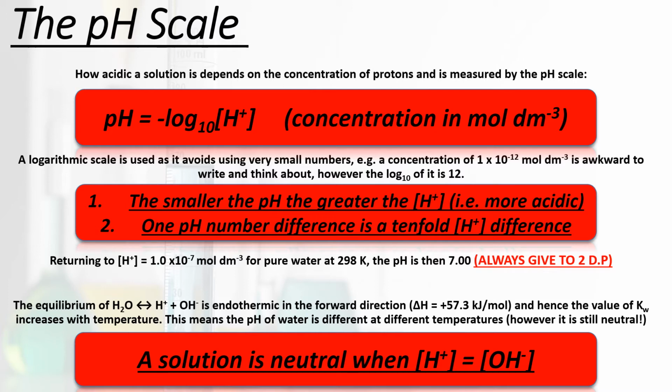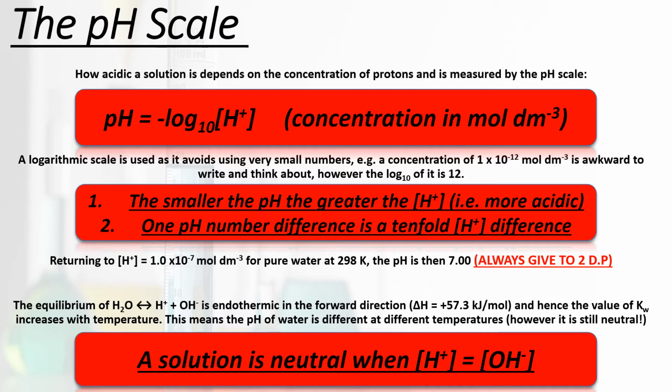And there's two takeaway features from this. The first is that the smaller the pH, the greater the hydrogen ion concentration. A pH of 1 has a much greater hydrogen ion concentration than a pH of 10. The smaller the pH, the more acidic the solution is. And the other is that one pH number difference is actually a tenfold difference in hydrogen ion concentration.